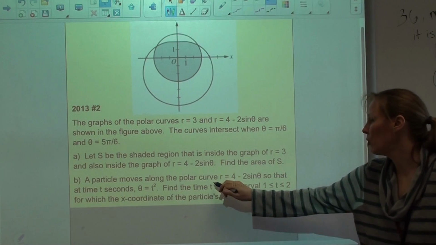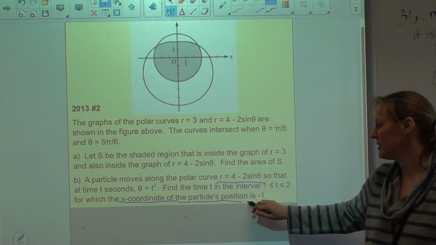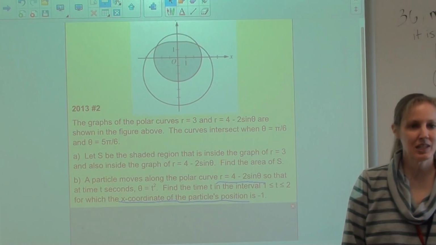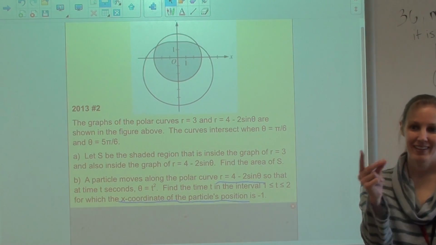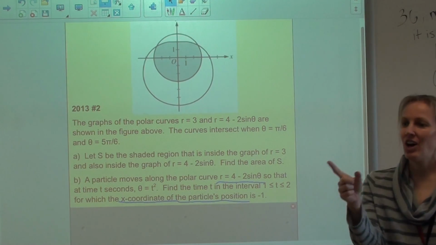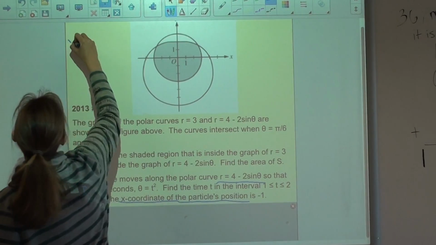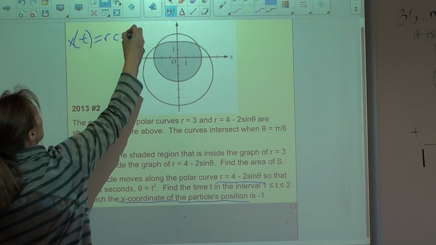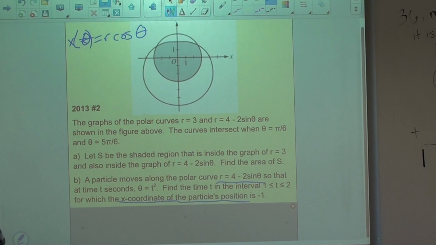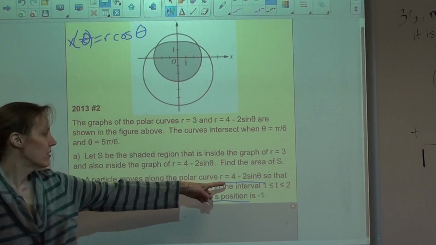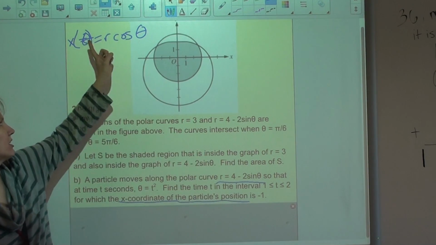Now, this is a polar equation. We want the x-coordinate of the particle's position. How do we write an x of t function from a polar equation? X equals r cosine theta, right? So your x of theta is r cosine theta. You're given r, so your new x of theta function would be 4 minus 2 sine theta, quantity, times cosine theta.